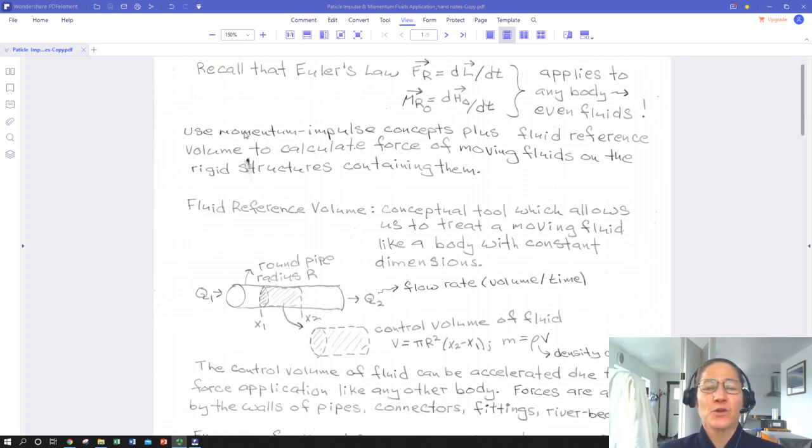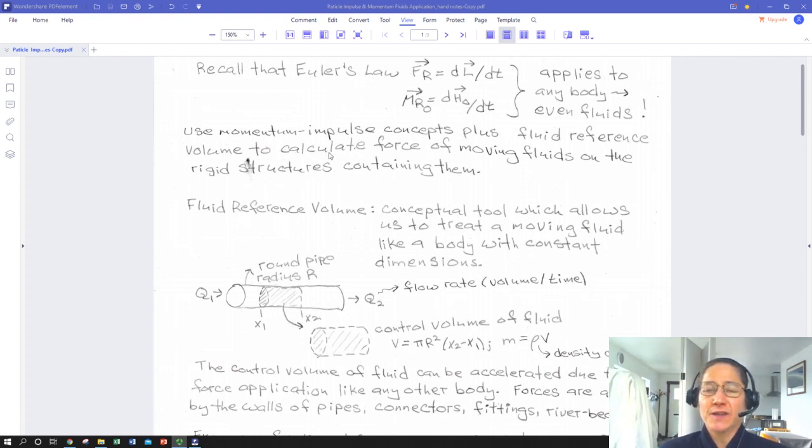So we're going to use two big concepts in this lecture. We're going to use our standard impulse momentum, which says our linear or angular momentum of a system at a given time is going to be the same as the linear or angular momentum of that system at another time, unless it's acted upon by a force or moment, in which case the difference is simply going to be the impulse of that force or moment. So we're going to use that concept plus a new concept, which is called a fluid reference volume.